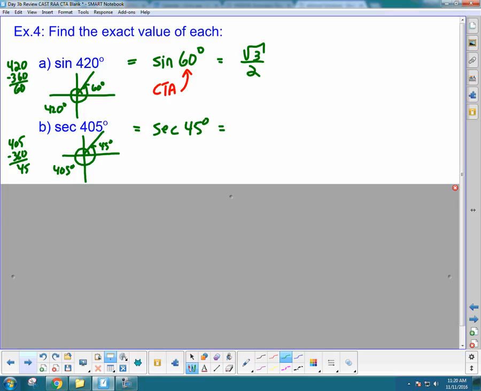Now I'm going to stop and think and say, okay, secant is the reciprocal of cos. So I'm going to think for a moment, what's the cos of 45? Well, again, using my special triangles, I know that's 1 over root 2. So this is 1 over root 2. So the reciprocal I want is going to be root 2 over 1, or just root 2.